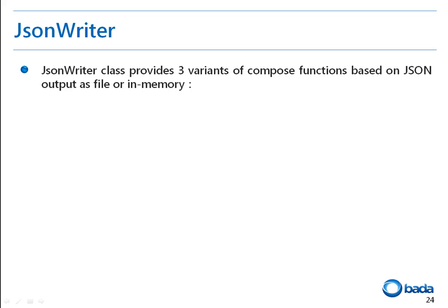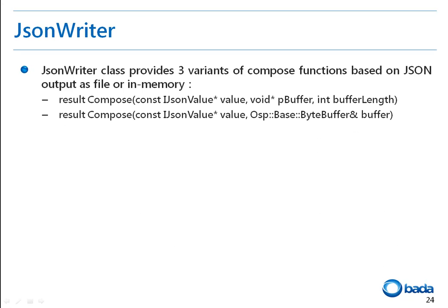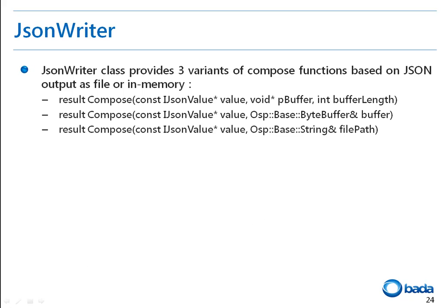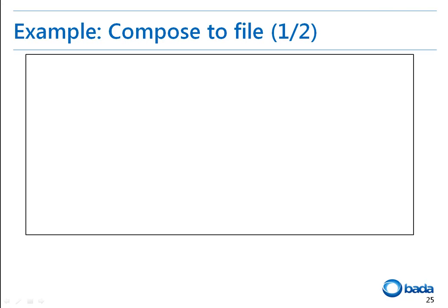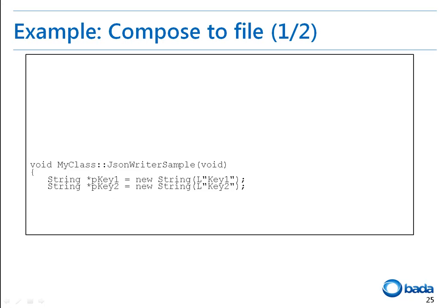As we've seen in the case of the parser, the JSON Writer class provides three variants of the method to generate or compose JSON data, depending on whether the output data is to be stored as a plain text file or in memory. These two methods are used to store output data in memory, and this method is used to store output data in a file. Now, let me present you with an example of writing JSON text to a file or in memory.